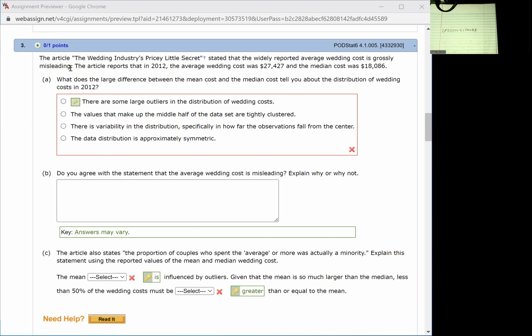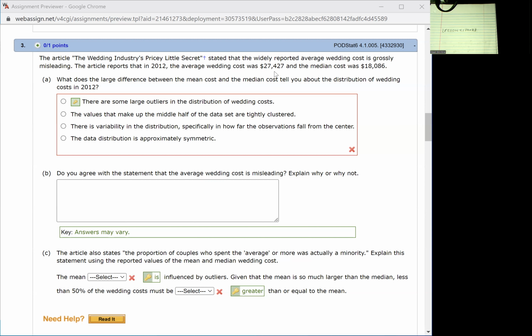Okay. Anyway, there's an article, The Wedding Industry's Pricey Little Secret, that stated that the widely reported average wedding cost is grossly misleading. That's the mean. The article reports that in 2012, the average wedding cost was $27,427, and the median cost was $18,068. Now listen to me.